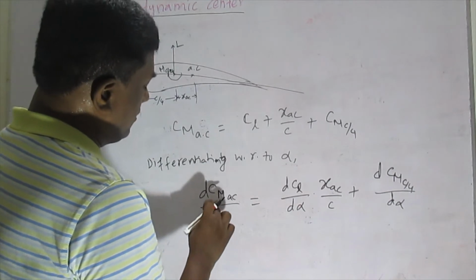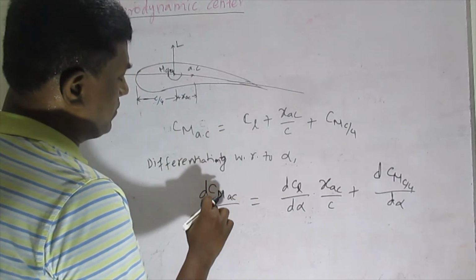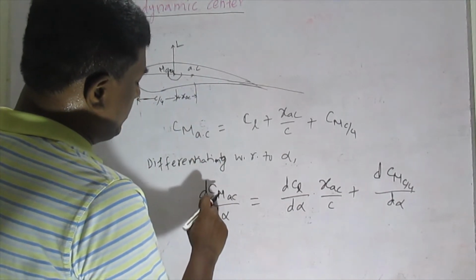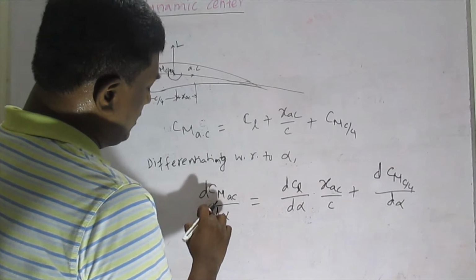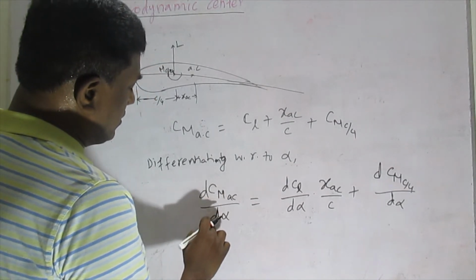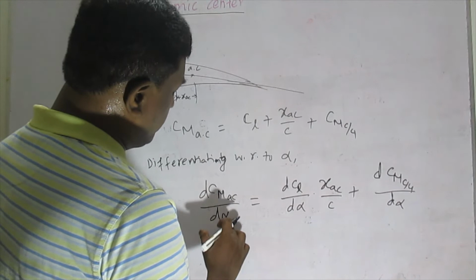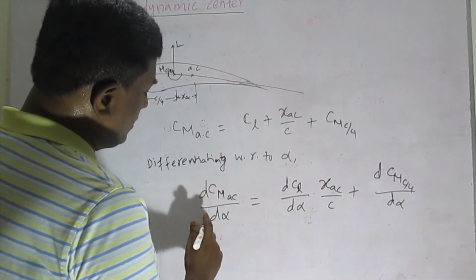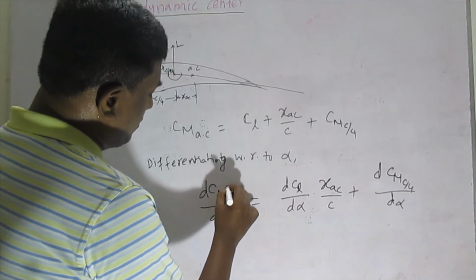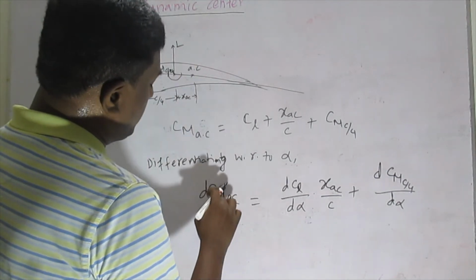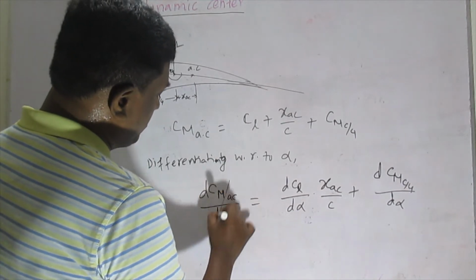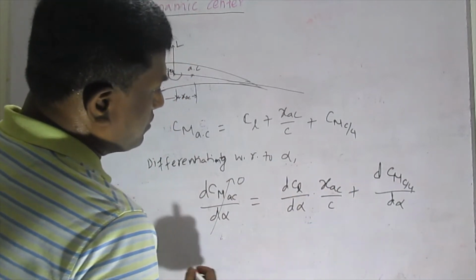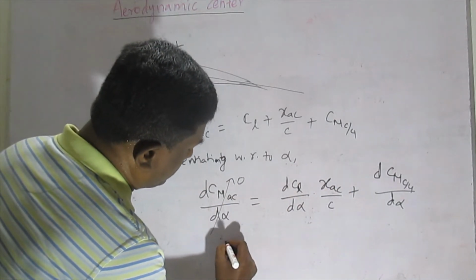is a fixed point. Moment at the aerodynamic center is the fixed point. That is what the definition says. So the pitching moment at the aerodynamic center is constant. Because alpha is the varying quantity, when we are differentiating the constant, this will become 0. Since this pitching moment at the aerodynamic center is constant, this is 0, and these two quantities will be there. So we need to take X_AC from this.